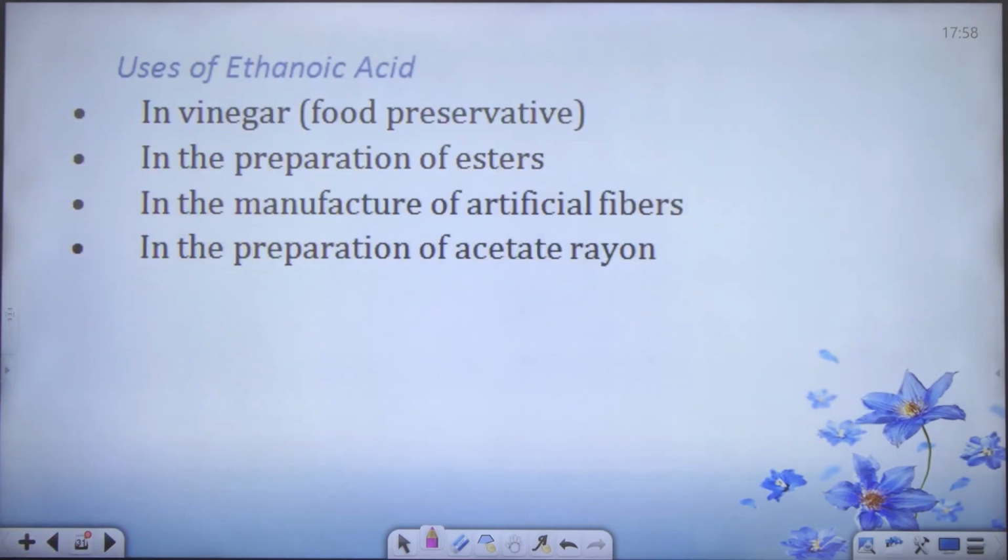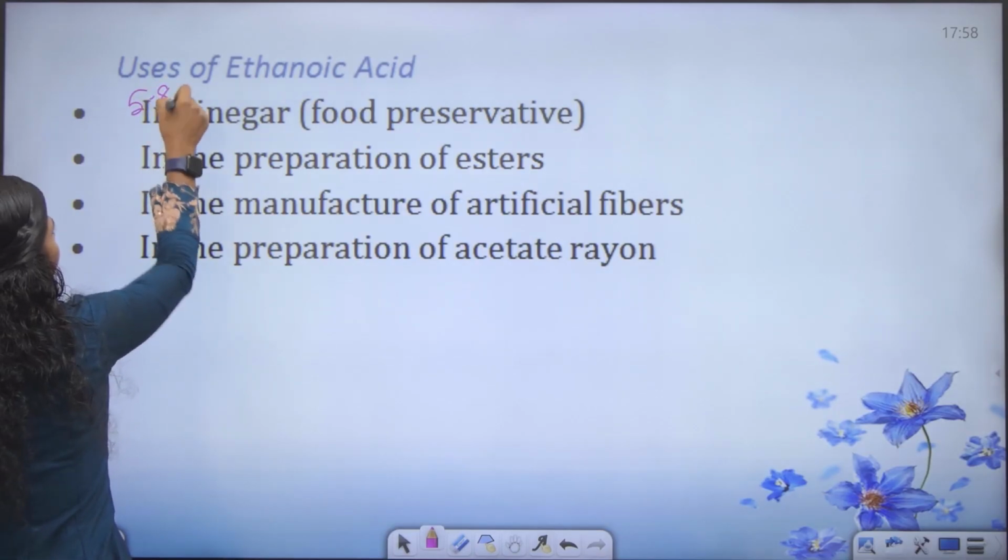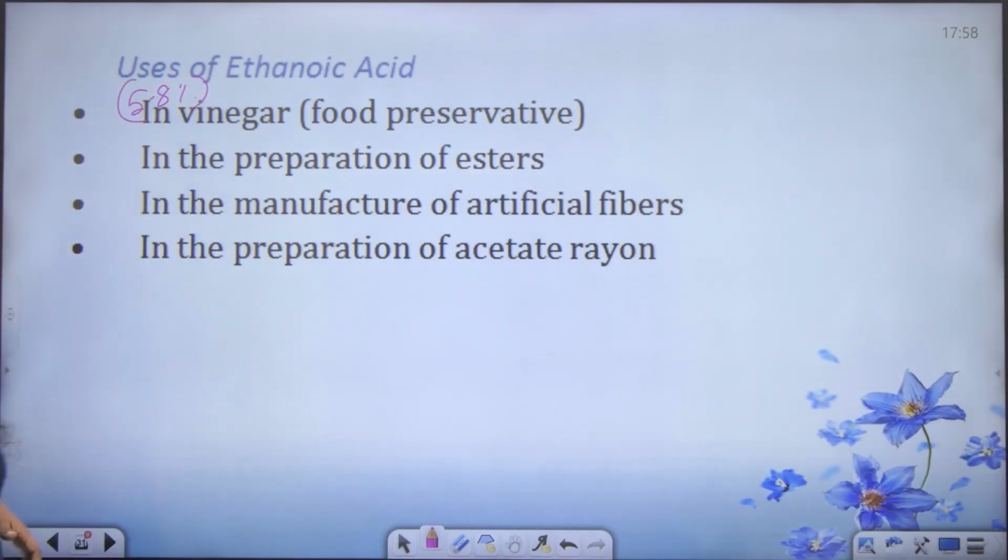Then uses of ethanoic acid. It is used as vinegar, which is 5 to 8 percent acetic acid or ethanoic acid. It is used in food preservatives, and in the preparation of esters.